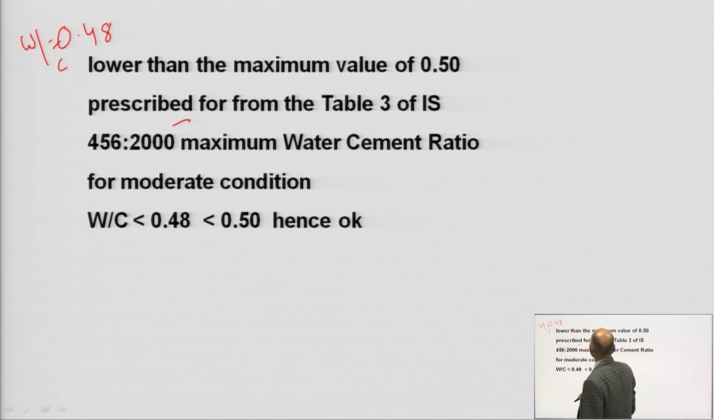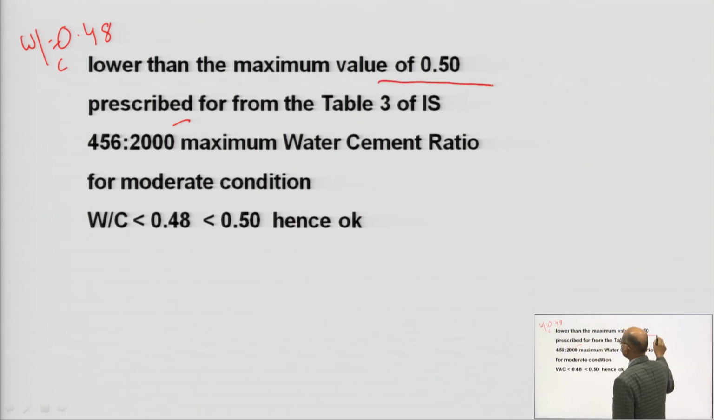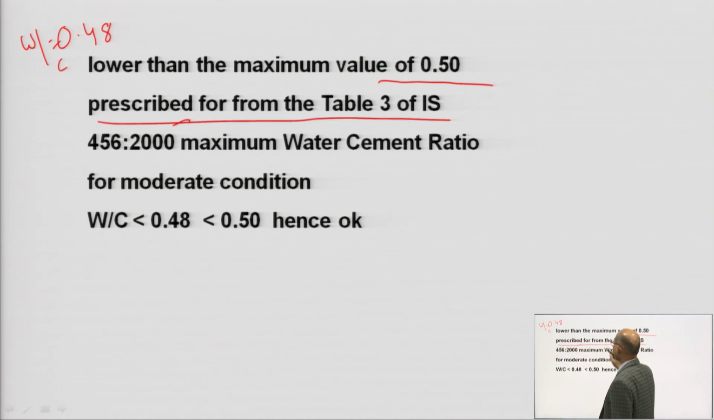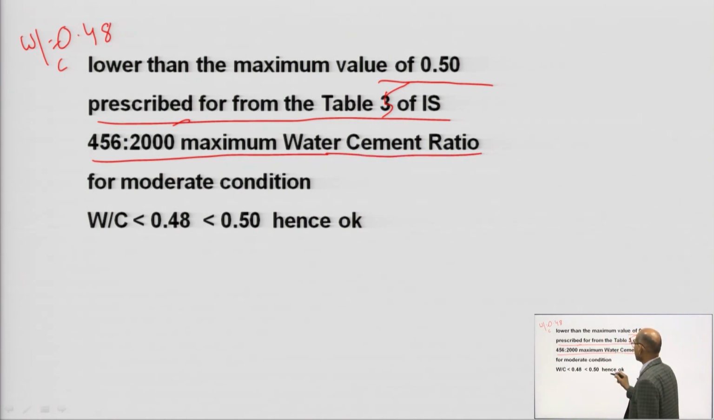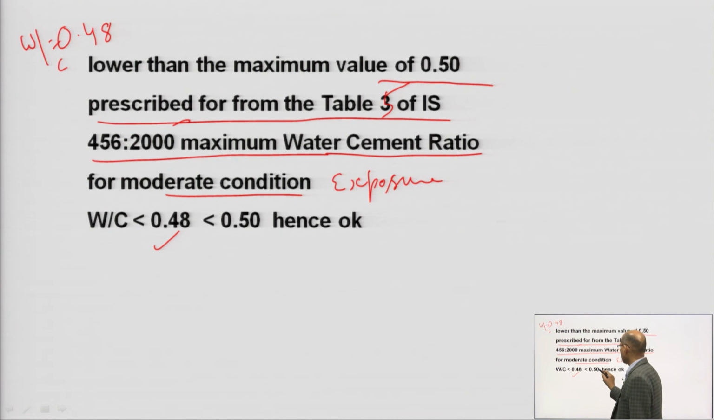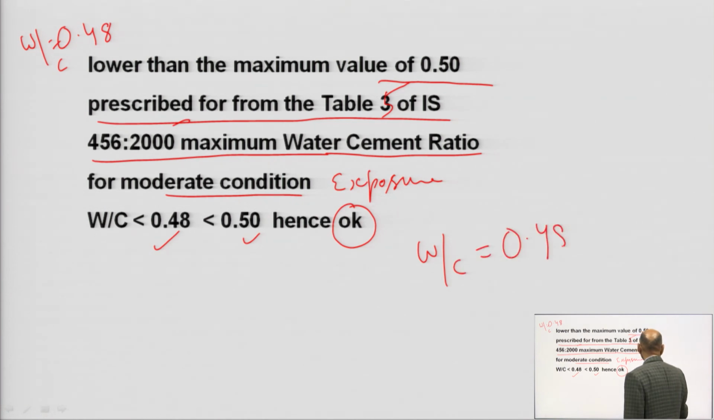Okay. So, that is lower than the maximum value of 0.50 prescribed in Table 5 of IS 456, the maximum water cement ratio for moderate exposure condition. So, the water cement ratio from strength is 0.48 and here you have 0.5. So, how much water cement ratio are we going to adopt? 0.48.